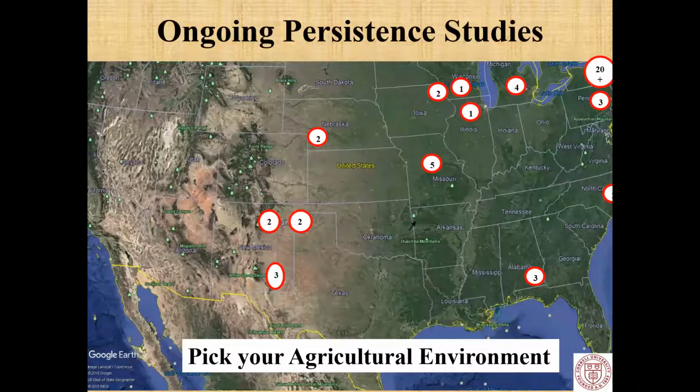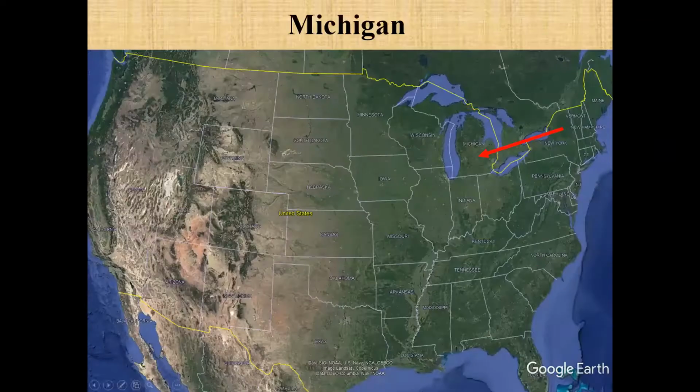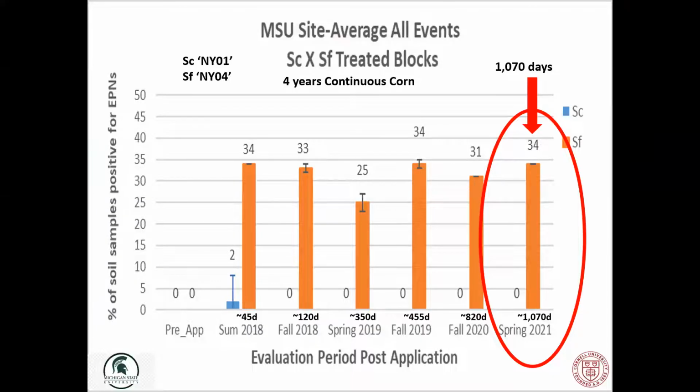The first challenge is, will the nematodes persist? And this gives you an idea of the geographic distribution of these persistent studies. And so I'll just show you a couple. Pick your environment. Where do you want to look at to see? We'll zoom over to Michigan. One would think Michigan's pretty much like New York. And in fact, 1,000 days after the initial application, you can see in corn, nematodes are persisting just fine.